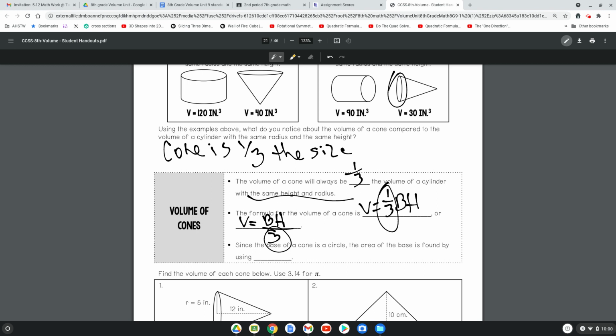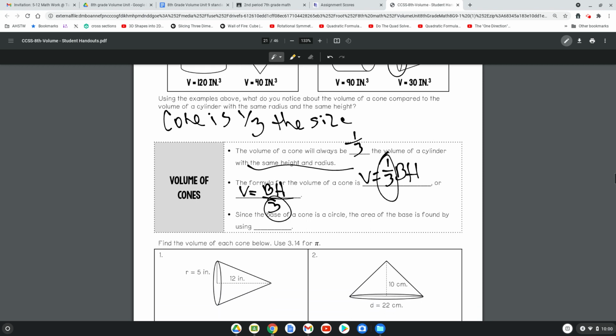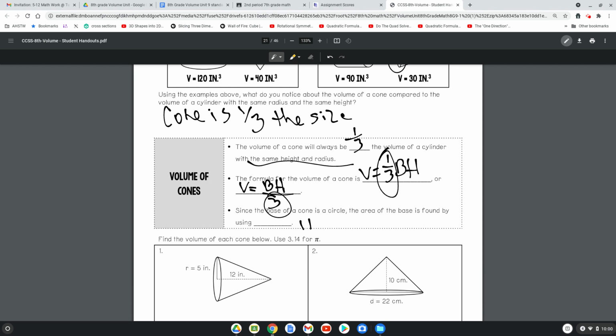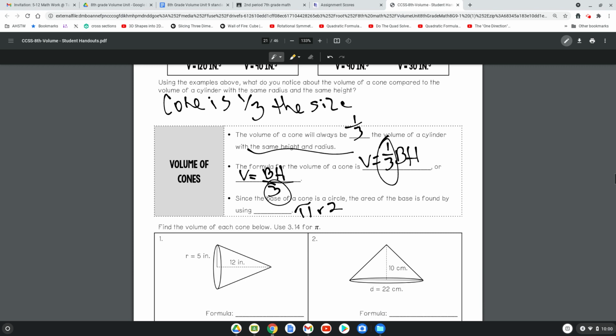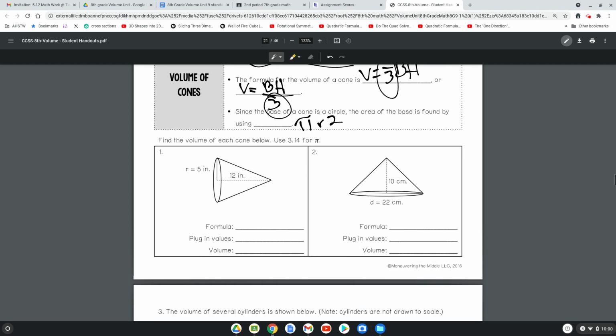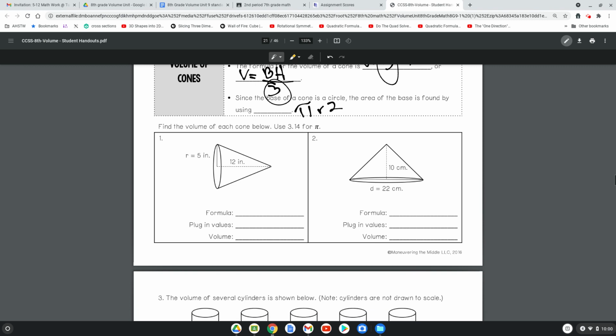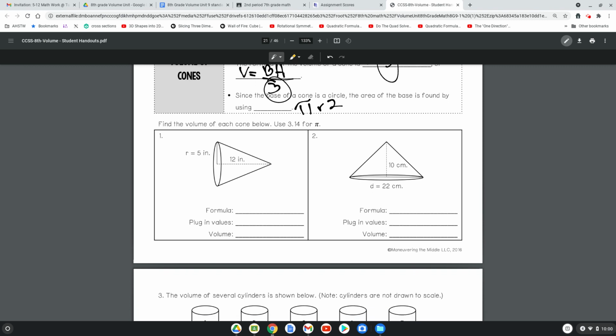So since the base of a cone is a circle, the area of the base is found by using pi r squared. So we're going to use 3.14 for pi. So we're going to look at this. We're going to see that it's a cone. We know the formula for a cone is, I'm going to write pi r squared times the height, and then I'm going to divide it by 3 because that's the one I like to use.